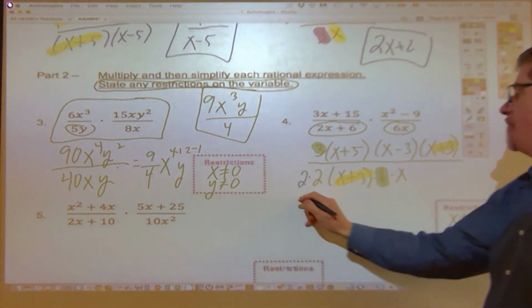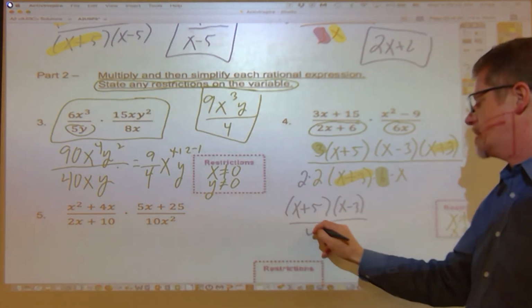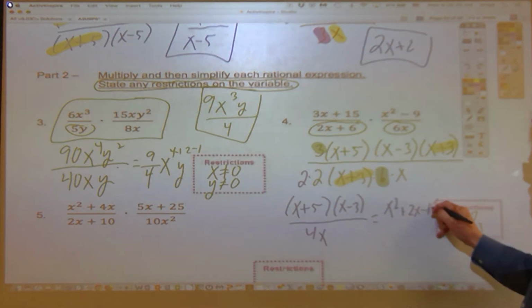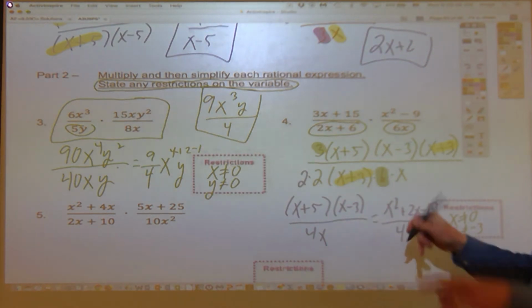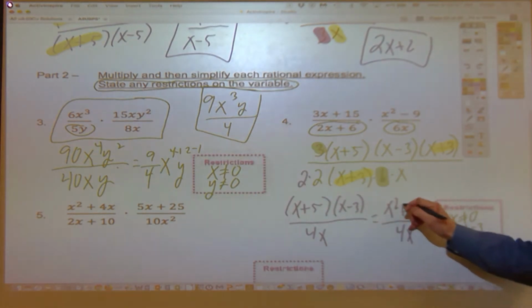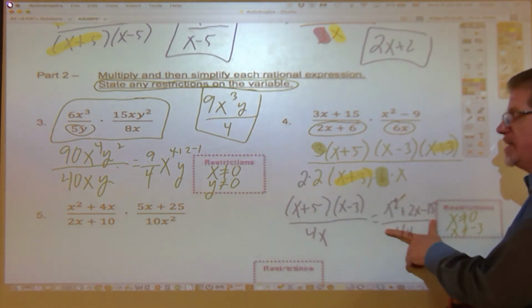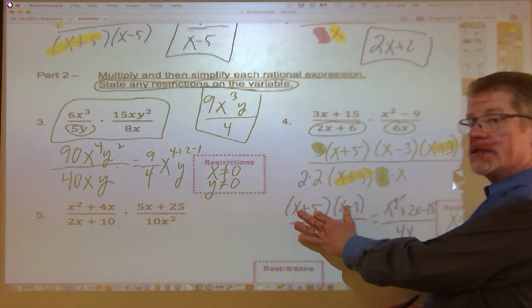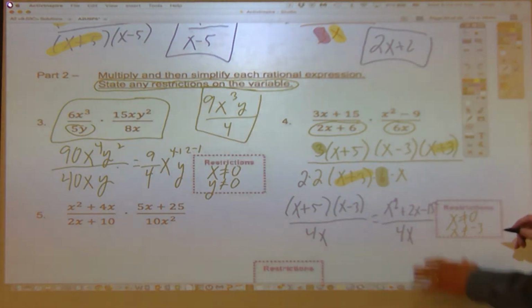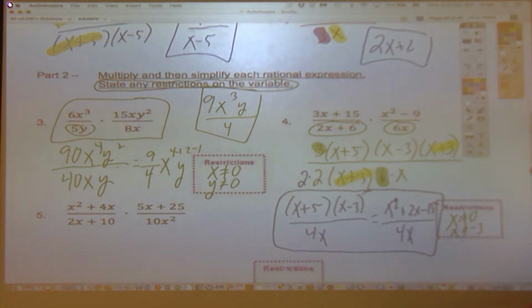Now, some people are going to write the final answer as x plus 5 times x minus 3 over 4x. Others are going to write the final answer as x squared plus 2x minus 15 all over 4x. Multiply and then simplify. So, we'll accept either one. I think technically this would be more simplified, because to factor means to complicate, or to expand it out. So technically this would be more simplified, but we'll accept either one of these 2 answers.